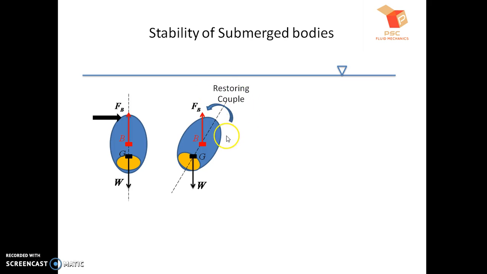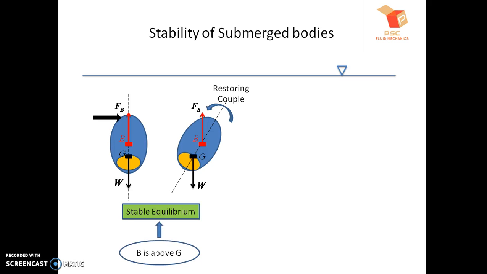It is known as restoring because the position of the body will be restored because of this couple, and the body will come back to its original position again like this. So this type of equilibrium is known as stable equilibrium. In a stable equilibrium, even though an external disturbance is caused, the body will come back to its original position. And what is the condition required for this? The condition is B is above G. The center of buoyancy should be above the center of gravity. Then only will the body be in a stable equilibrium.